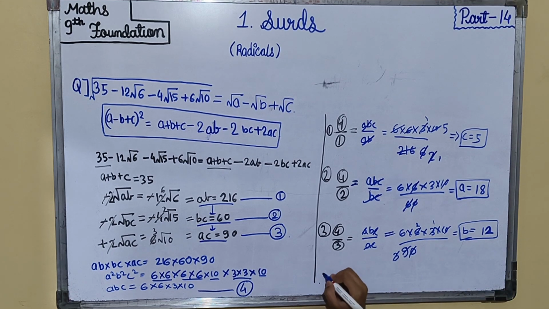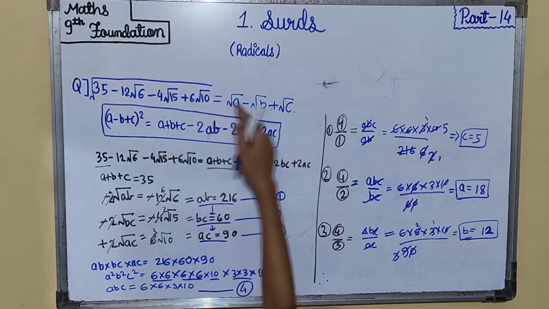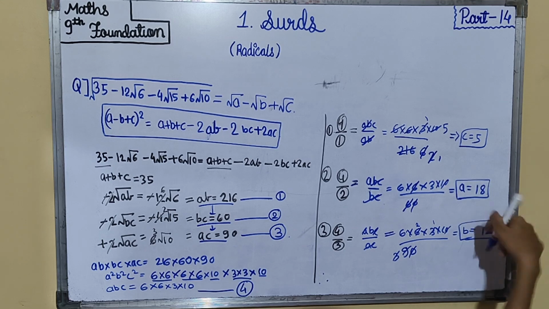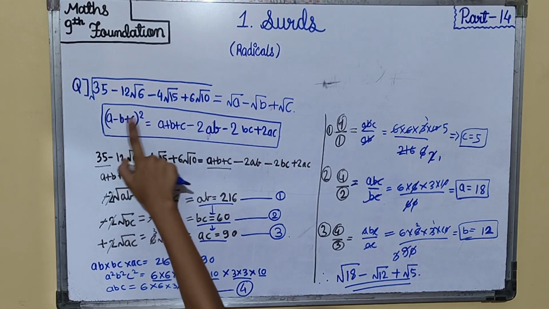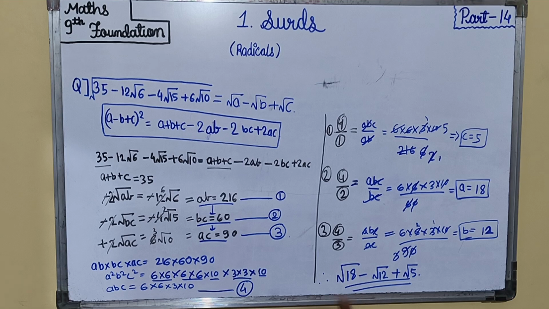This is the value. Therefore, we have to write these numbers in the form root A minus root B plus root C. Root A is root 18, root B is root 12, plus root C is root 5. This is the answer. Therefore, the square root of this irrational number is this. I hope you've understood.